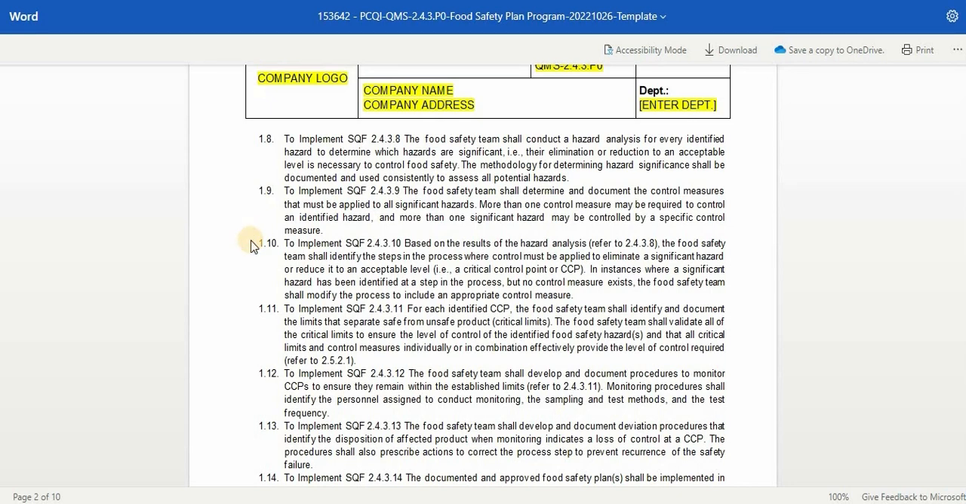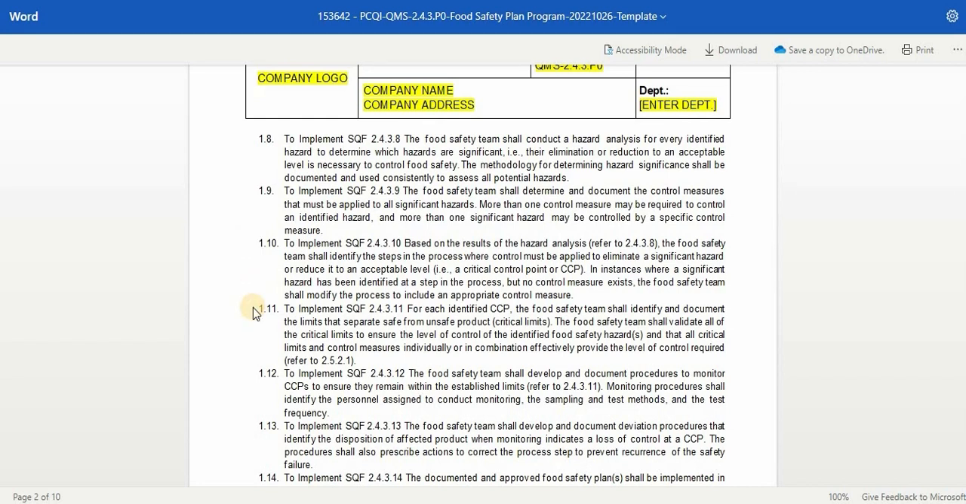10th, to implement SQF 2.4.3.10, based on the results of the hazard analysis, the food safety team shall identify the steps in the process where controls must be applied to eliminate a significant hazard or reduce it to an acceptable level. In instances where a significant hazard has been identified at a step in the process but no control measure exists, the food safety team shall modify the process to include an appropriate control measure.